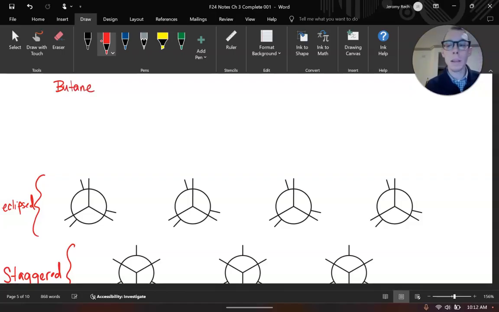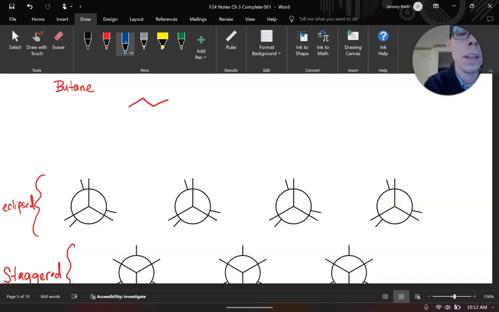From naming, we know but means 4, and ane means it's going to be fully saturated, meaning all just single bonds. So that is going to be a system which we draw our skeletal just like this, where we do just a total of 4 points or 3 lines that are going to show the 4 carbons which are bonded in our butane system. And in this case, we're going to specifically look along our carbon 2, carbon 3 axis.